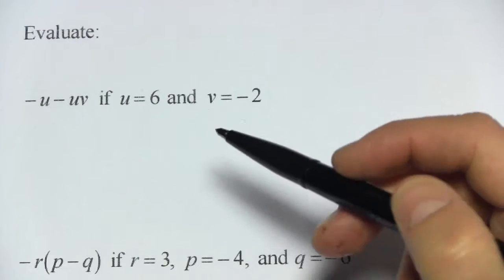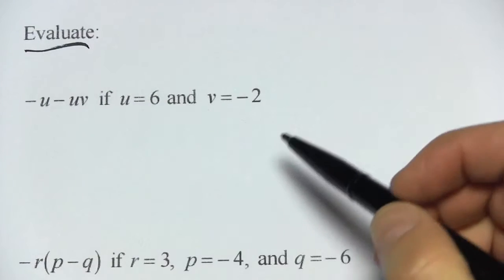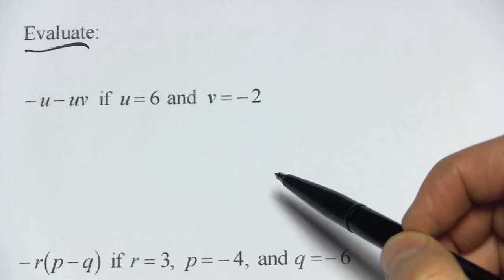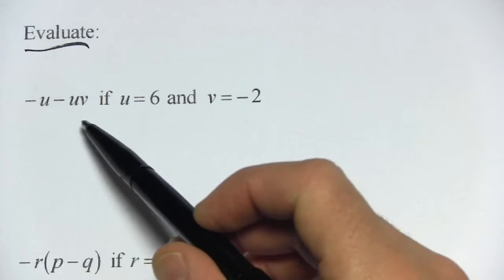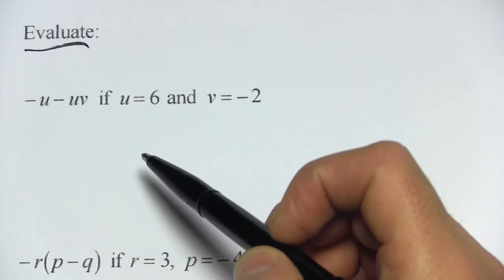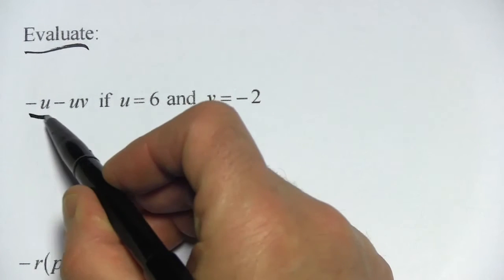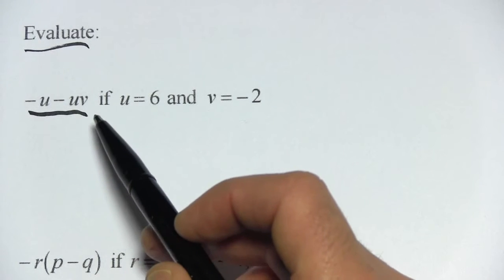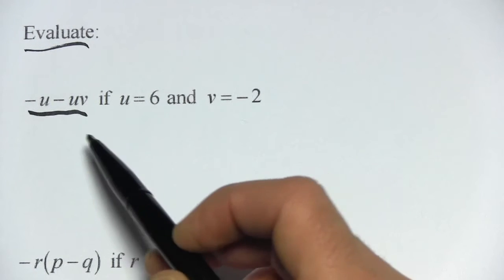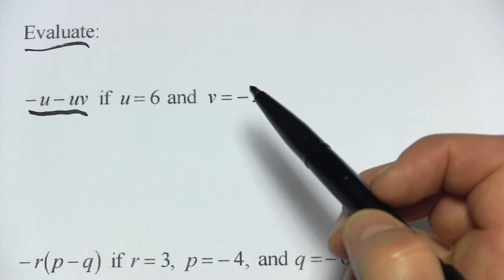In these problems, we're doing something called evaluating algebraic expressions. When you evaluate something, you take numbers and you put them in where the letters are in your algebraic expression. So here we have this expression, negative u minus, and the u and the v are smashed up against each other. That means multiply, so negative u times v.